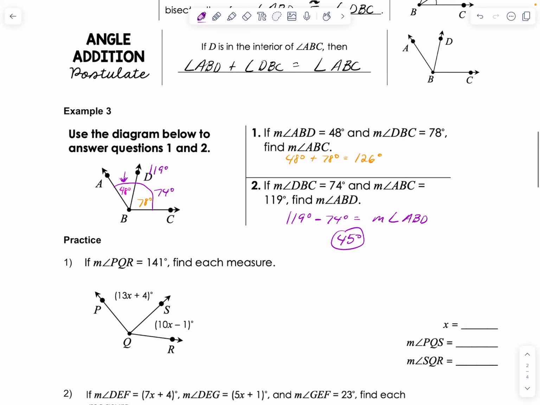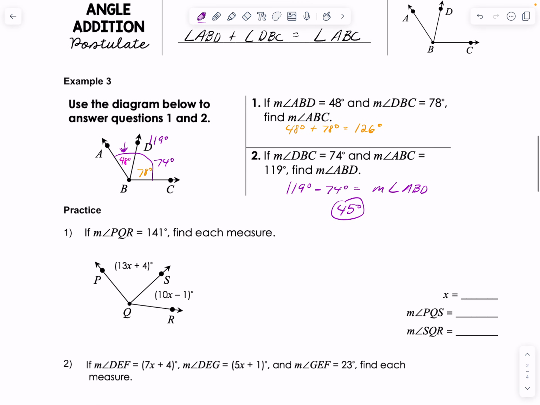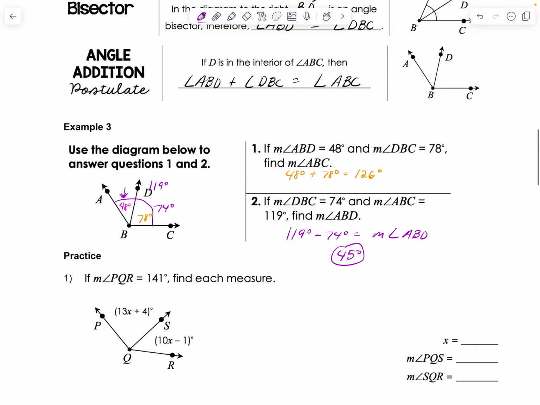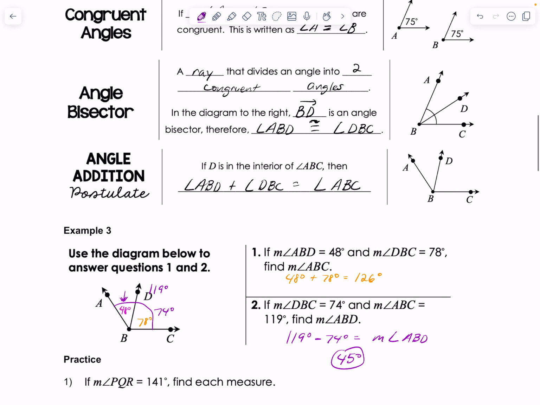That's how you use the angle addition postulate. Okay, so good. Go ahead and try some of these on your own. Some of them will be a little bit more challenging because you have some expressions instead of just numbers for your angles. But again, you have a solid foundation in algebra, so you should be just fine. Check the key if you need any help. Good luck.